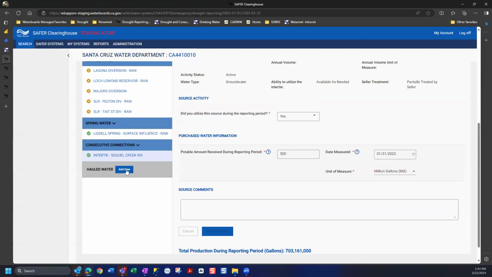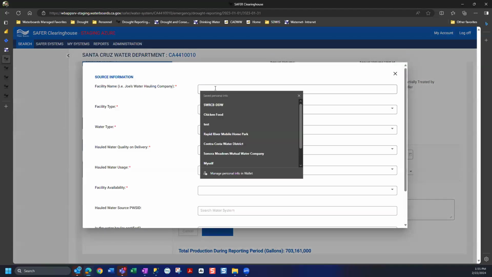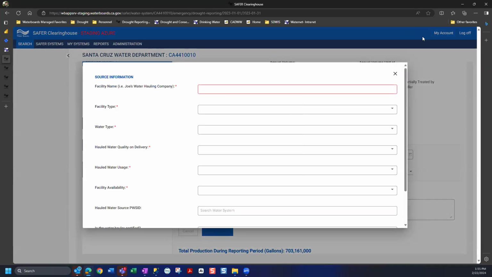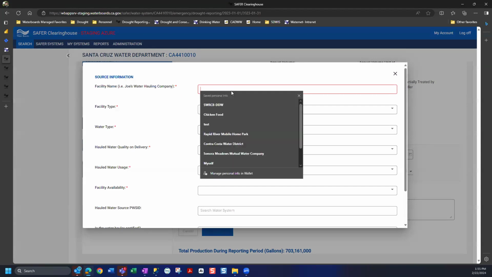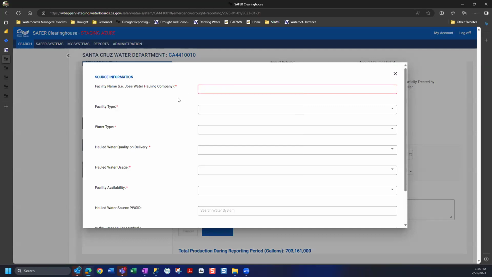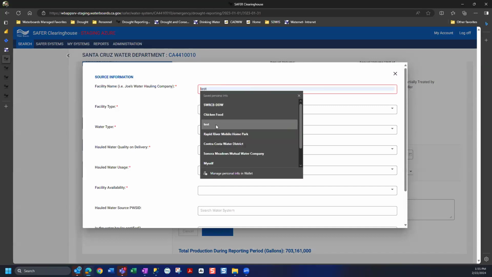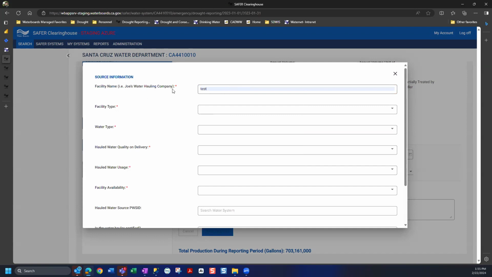Okay, I'm going to continue on to hauled water. Under hauled water, this is very specific to truck haulers, right? Truck haulers, there's other types of hauling out there. This is very specific to utilizing hauled water to supplement your water system's sources. So if I have a facility name, my test hauler company, I'm going to be asked a couple of questions about this source because we have no record of this source showing up in our database.